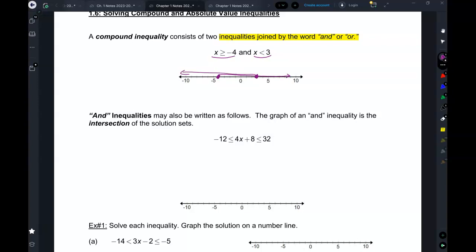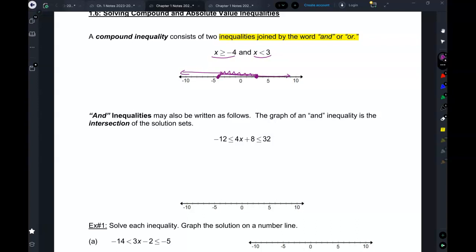Now the situation is your number has to satisfy both of these. So it's just this overlapping region here. Okay, so the number has to be both greater than -4 and less than 3.